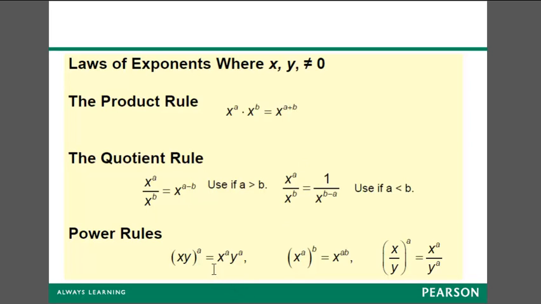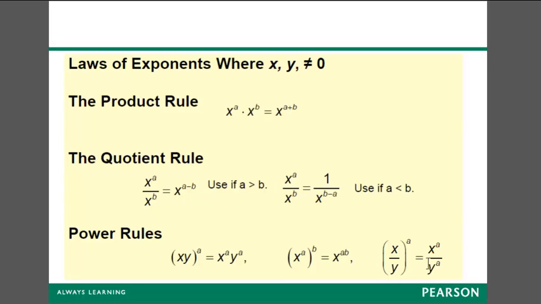The power rules say that I can distribute my exponent if they're multiplied, and I get xy all raised to the a. I get x raised to the a, y raised to the a. Also, if I have a power raised to a power, I multiply those two powers. And if I have a division, I can distribute my exponent and get x to the a divided by y to the a.